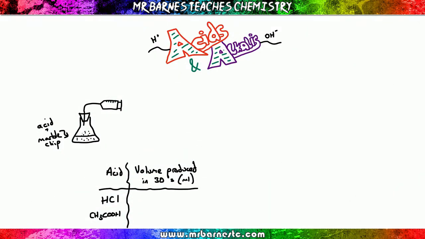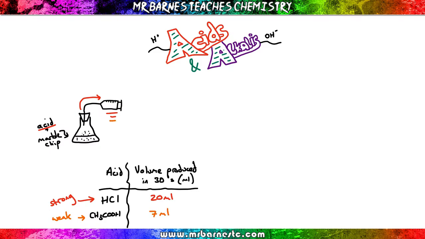So they might give you a reaction. I've got here hydrochloric acid or ethanoic acid reacting with marble chip, and they're going to work out how much volume is produced in 30 seconds when they add the acid to the marble chip. And they'll give you some results. So for example, hydrochloric acid, our strong acid, is going to produce 20 mil of gas in 30 seconds. But our weak acid, ethanoic, is going to only produce 7 mil.